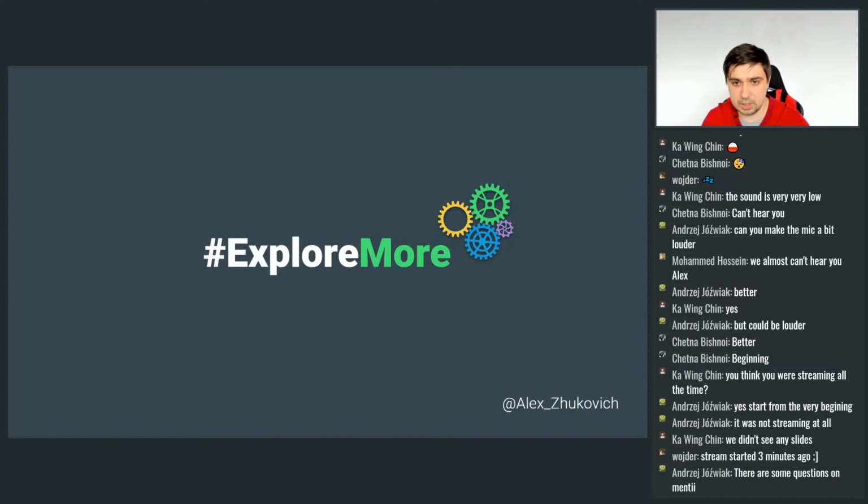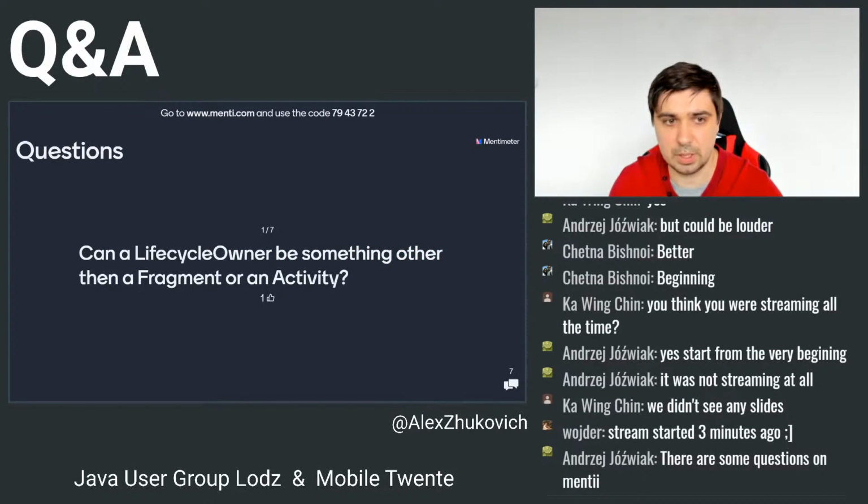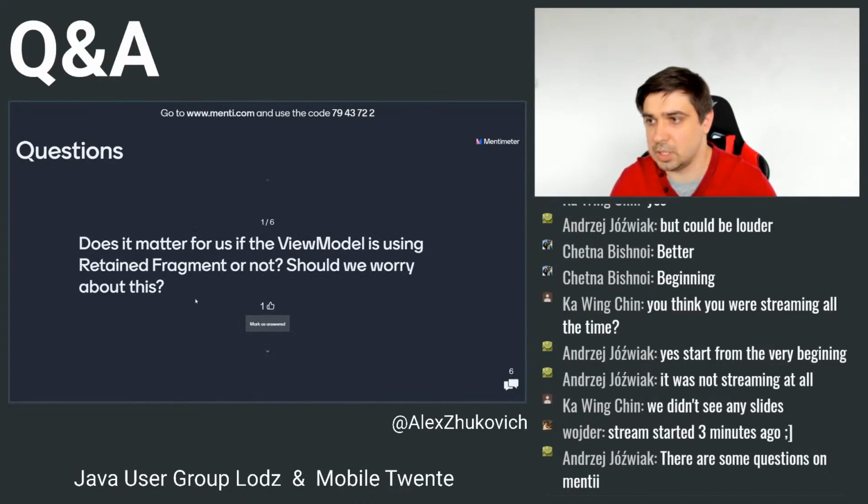So yes, we have no questions in chat, so let's check the questions on Mentimeter. The first question is, can a lifecycle owner be something other than a fragment or activity? Yes, one such lifecycle owner is a service, and you can create your own lifecycle owner with custom behavior. So it means that for some specific cases, of course, you can create it. Let's move to the next question.